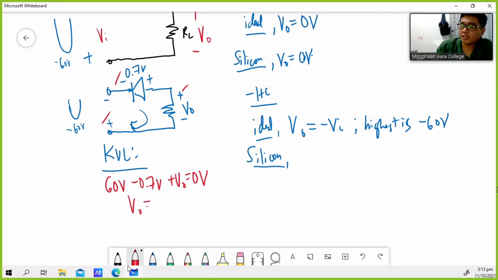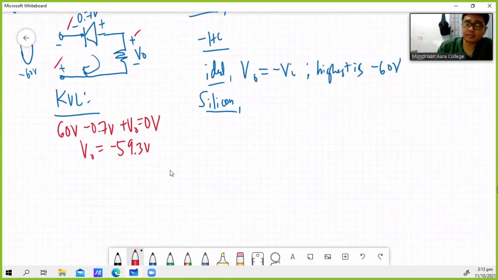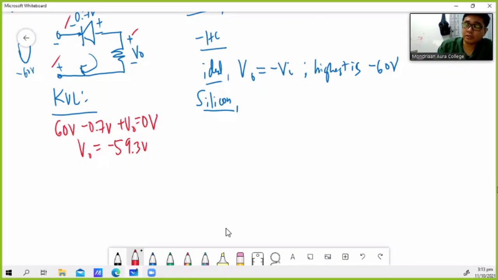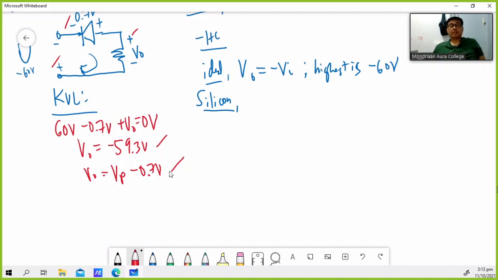So the output voltage is equal to negative 59.3 volts. Or if you want to express it in terms of its peak voltage, it's just equal to Vp minus 0.7 volts. Either of these two, pwede natin maging sagot. Okay? So di ba ang nangyayari kapag silicon ang ginamit natin, bumabawas ng 0.7 volts doon sa ating output. So which we have discussed, I think, sa half wave ko pa lang siya na-discuss actually, no? Pero sinabi ko naman sa inyo na kasama ang half wave rectifier. So na-discuss ko yan sa half wave rectifier natin.